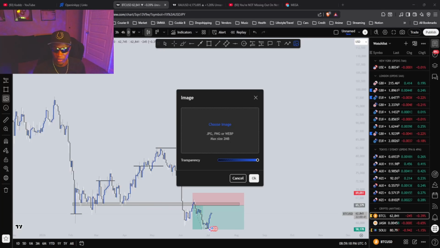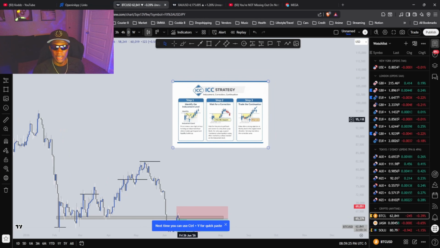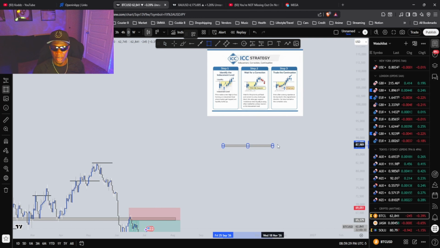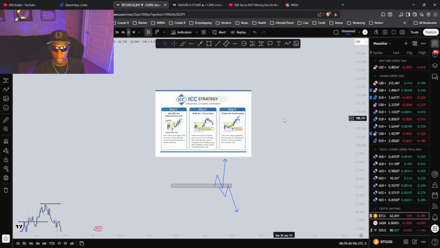So let me find a picture of it for you really quick. It looks something like this. If you guys want to screenshot this, you can pause the video. So it's an indication, correction, and a continuation. It's very self-explanatory. Let's say you have this: an indication, correction, and a continuation to the upside. To the downside, it is an indication, correction, continuation. Here you go, if you guys want to screenshot it.